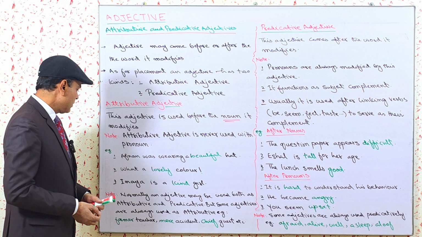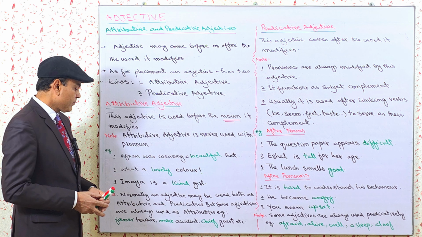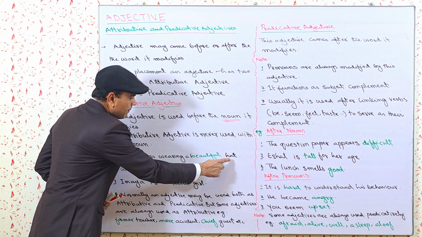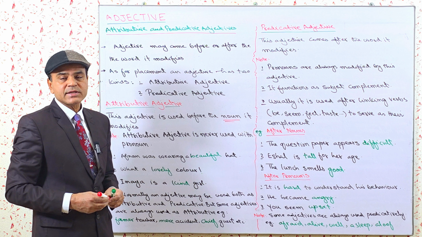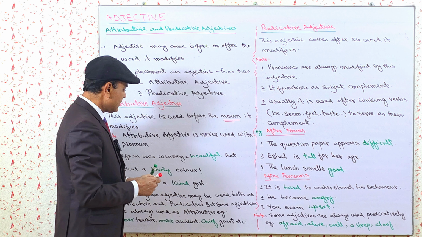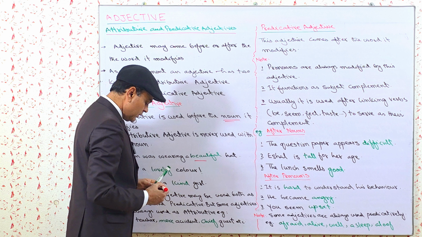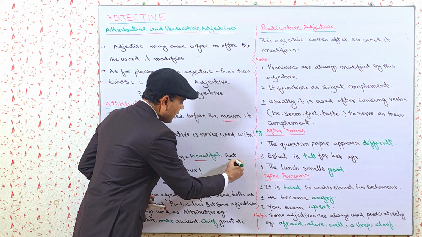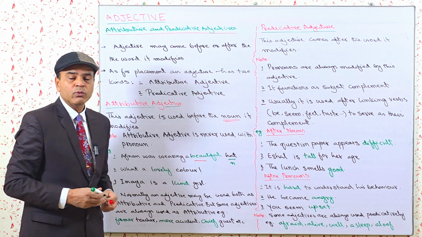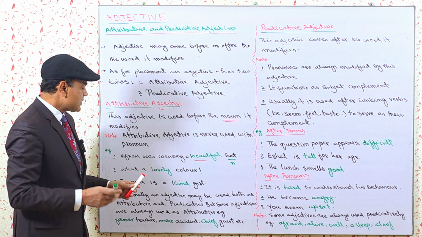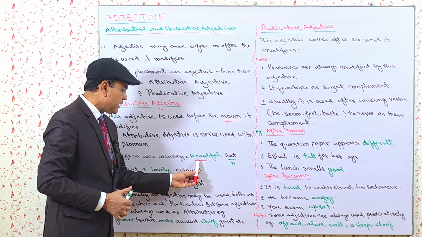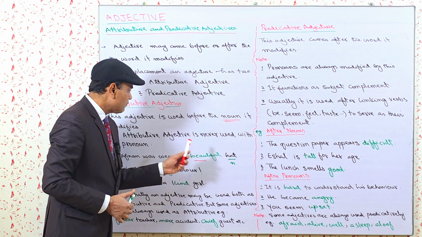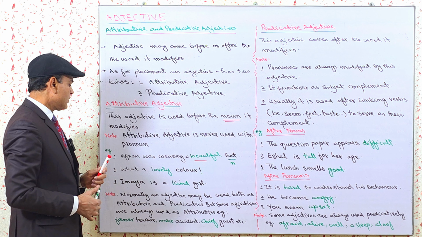Sentence number 1 is, Afna was wearing a beautiful hat. In this sentence, the adjective is beautiful and it is qualifying the word hat, which is a noun. And you can see the placement of the adjective, that it is used before the word hat. That is the reason we call it attributive.